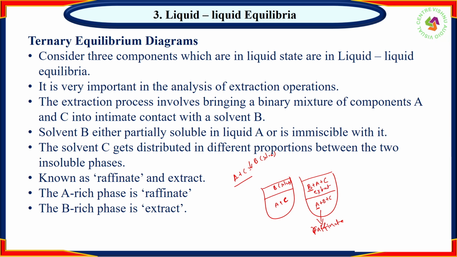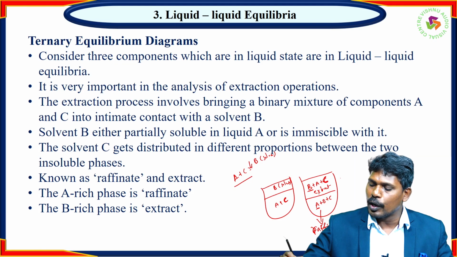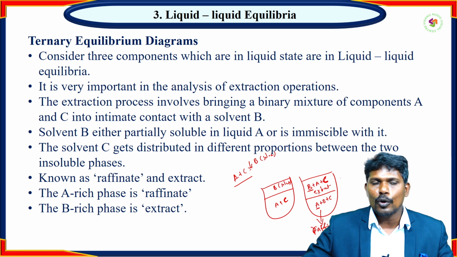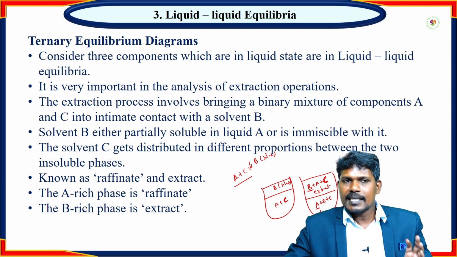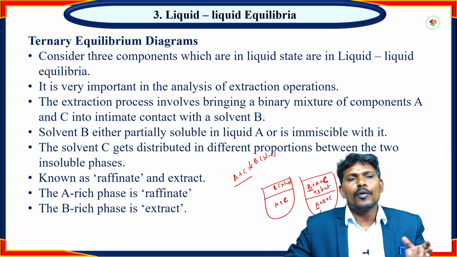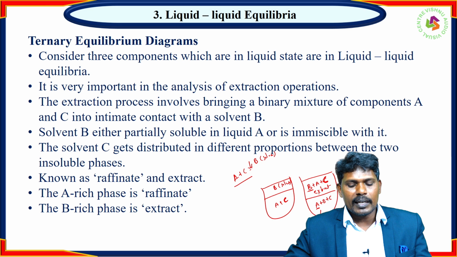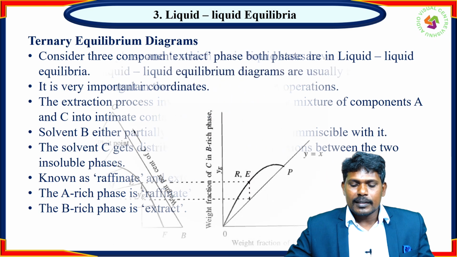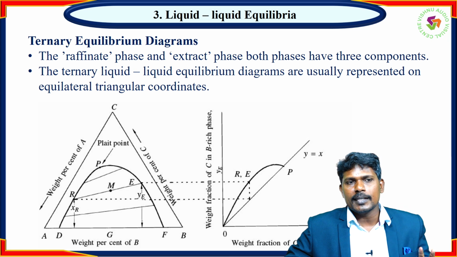In the raffinate, C is only a small portion, but in the extract, more C is dissolved in B, and less C is dissolved in A. In this way, we can get around 98% pure A. In both the raffinate and extract phases, all three components are present.